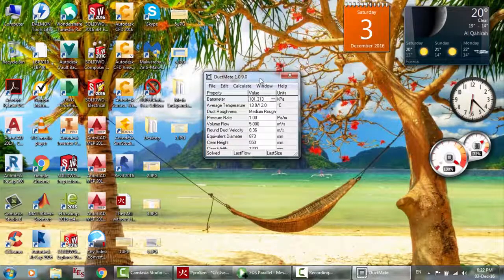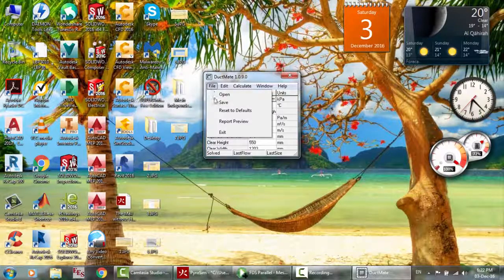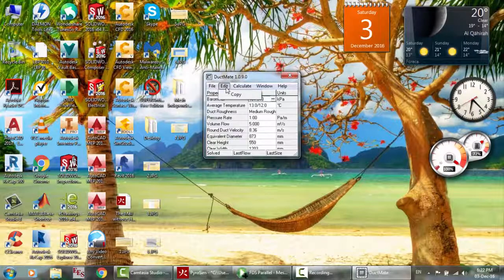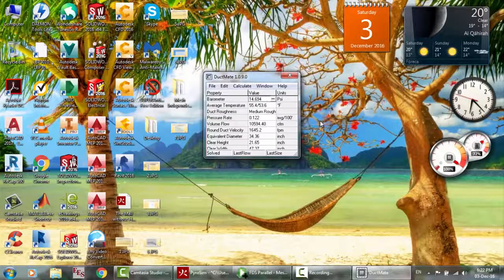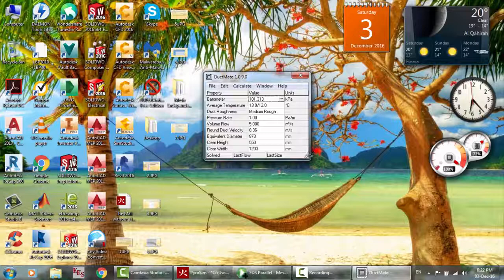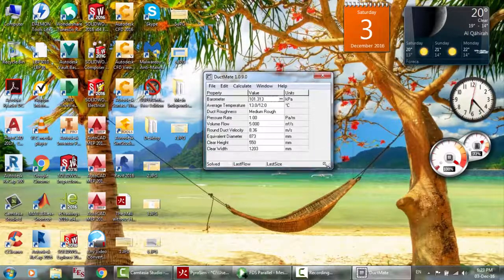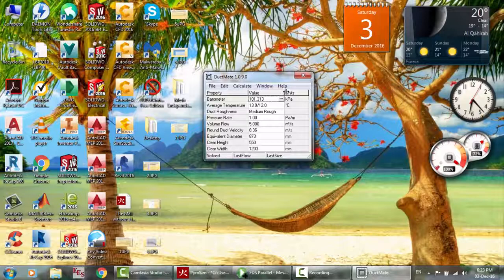Okay, here is our DuctMate. Here are file, open, save, restart to defaults, report preview, edit, calculate, roughness settings, units, metric or imperial. You can choose what you want, and metric, with a compact line. Okay, and here are the units. And here are help, contents, register, about.